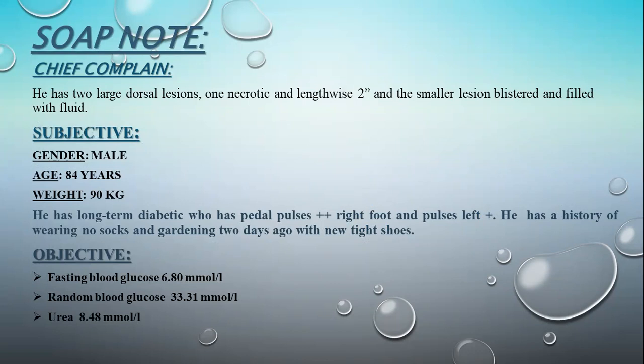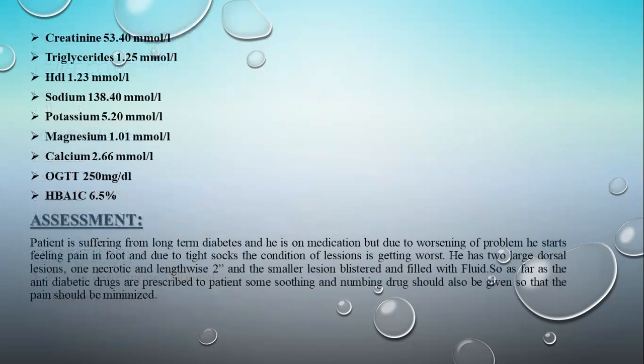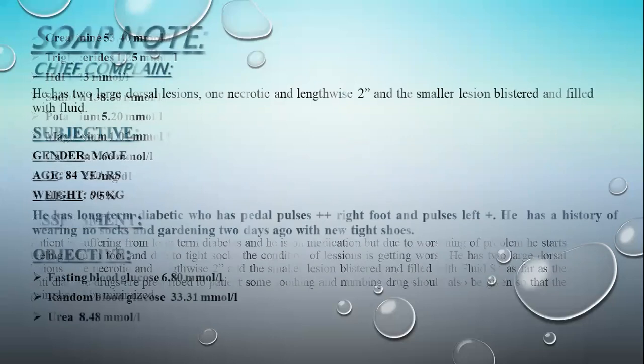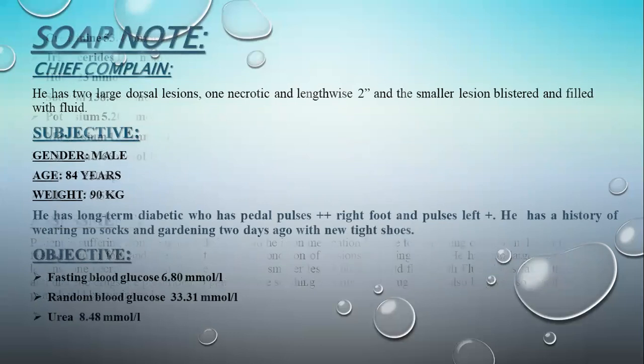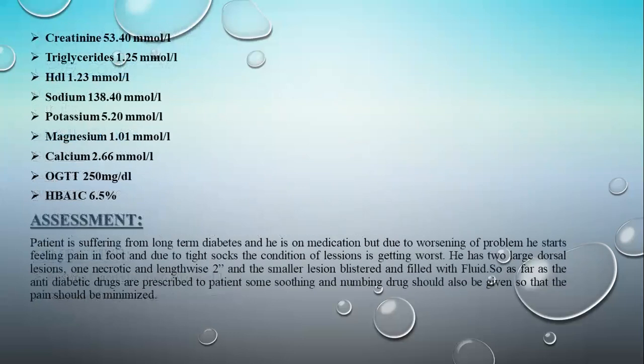For example, his fasting glucose level is 6.80 millimole per liter. Random blood glucose is 33.31 millimole per liter. Urea is 8.48. Creatinine level is also increased, which is 53.40 millimole per liter. Triglycerides, HDL, sodium, potassium, magnesium, calcium, OGTT, and HbA1c levels are all increased beyond limits. So these clinical tests give us the assessment that the person is acute in his diabetes.